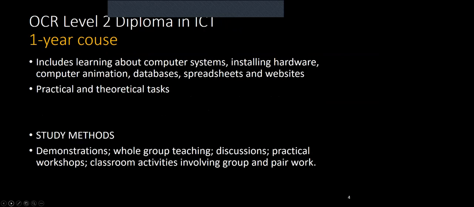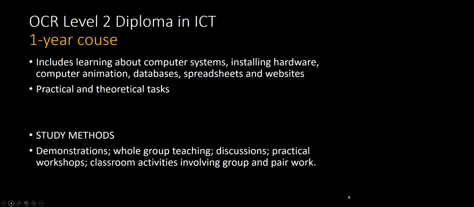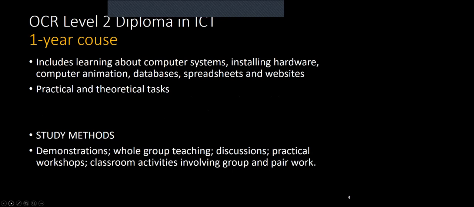And then we have the level 2 diploma in ICT, which will be more advanced than level 1. In level 2, you will learn about computer systems. You will learn about installing hardware, which you will do in the computer lab, and we have a technician that will provide you with all the information about it. And then we have computer animation, creating databases, spreadsheets and websites. We also have practical and theoretical tasks. You'll have coursework and you will have practical tasks which will be done in the workshop. The study methods would be group teaching, discussions, practical workshops, classroom activities, and group work and pair work. So that will be for the level 2 diploma.